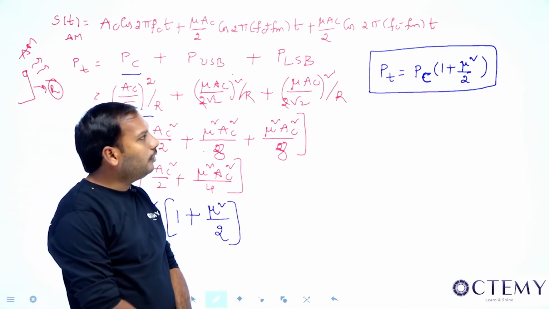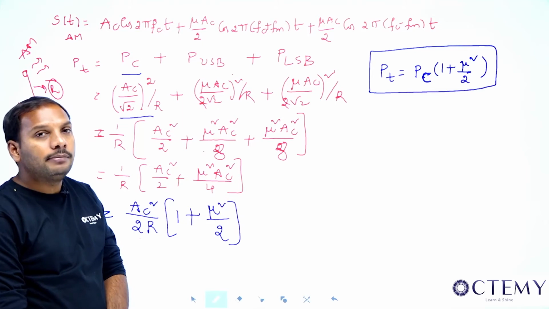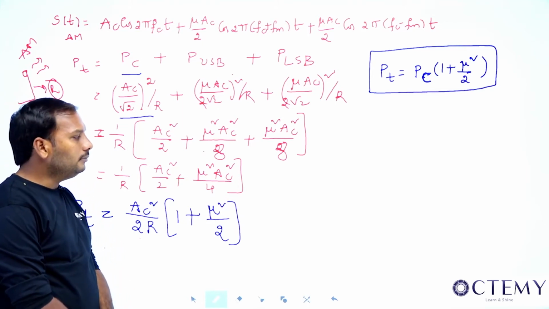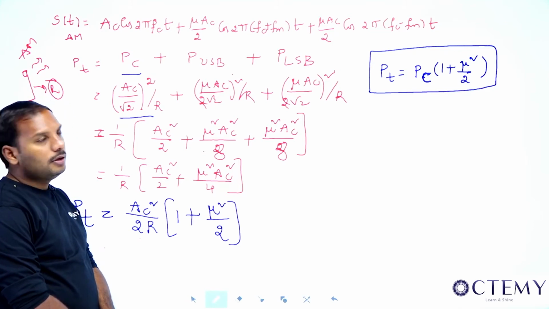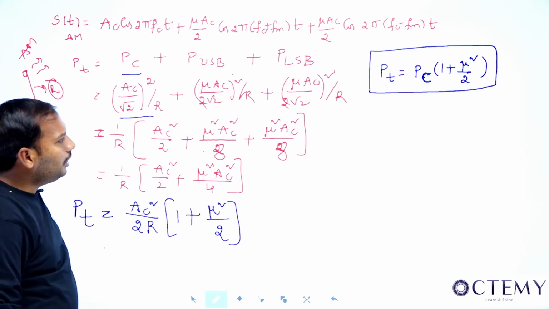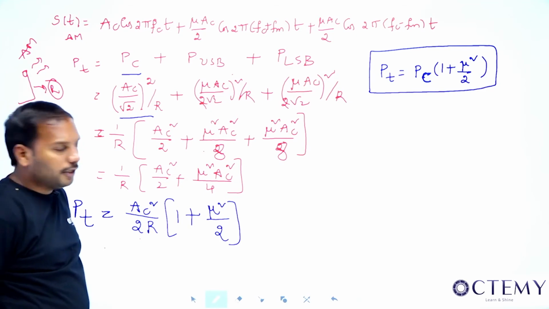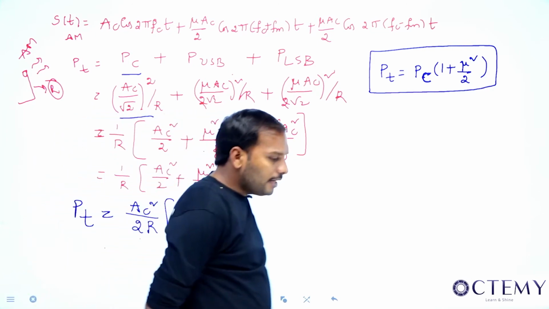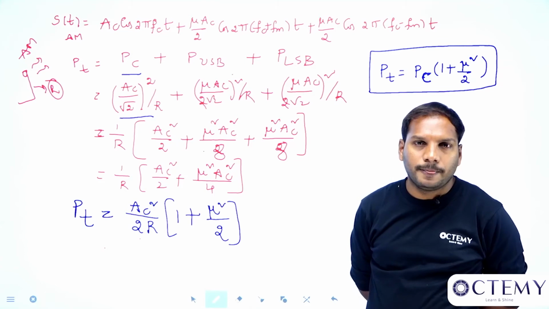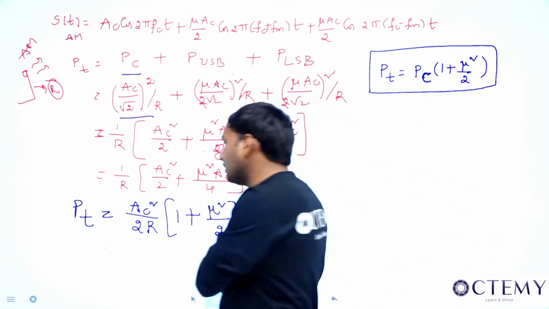So this is the way you can represent the total power radiated by the AM transmitter. Now if you clearly understand, this is the calculation of power that I have done. Now I will try to understand the efficiency of this single tone AM system.